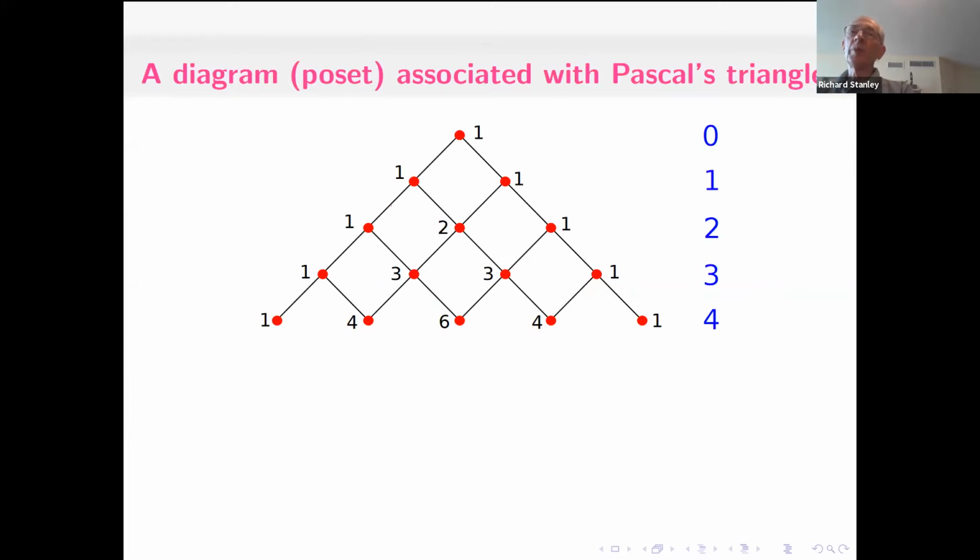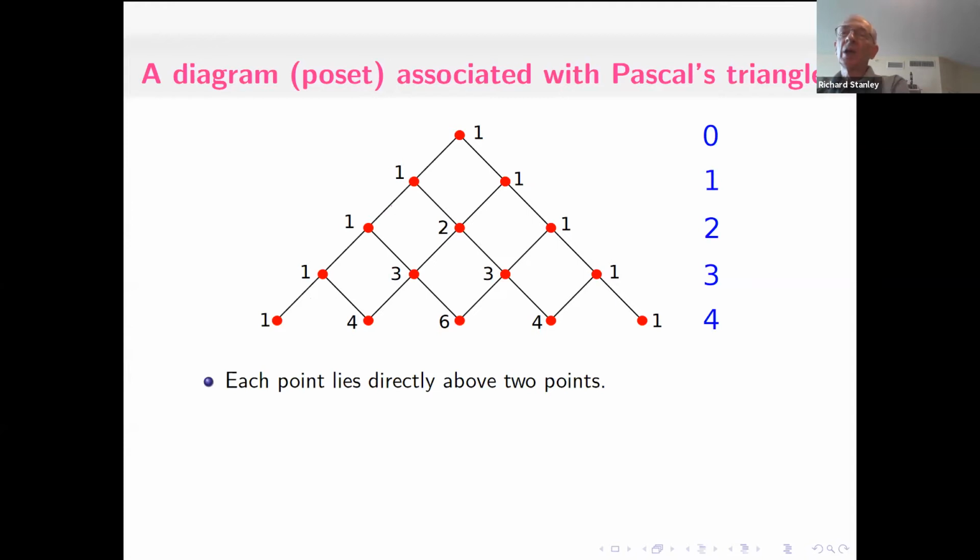We can represent the recurrence defining Pascal's triangle by a poset, or if you don't like posets, you can just think of it as a diagram. The points in the diagram correspond to the numbers in Pascal's triangle. I've labeled them by the entries in Pascal's triangle. Every point is connected to the two above it, which add together to give that number. So this is just a way of representing the recurrence relation satisfied by Pascal's triangle.